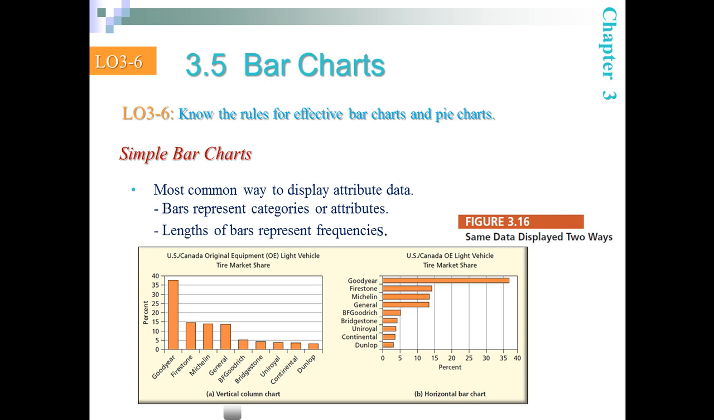A bar chart is exactly what it sounds like. We have a bar that represents the frequency or the relative frequency of each of the values. So we can use either a vertical bar chart or a horizontal bar chart, and you can see examples of both of these for the same data. And this is using ordinal, or rather nominal data, where we don't really have a difference between Goodyear, Firestone, Michelin, General, BF Goodrich, and so forth.